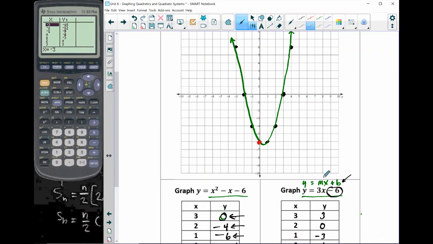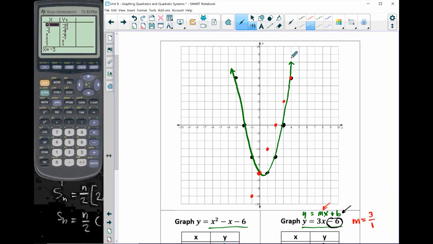And then my slope is right here. And I know my slope is 3 over 1. So I'm going to go up 3 and over 1. I'm going to go up 3 and over 1 again, and again, and again. As a matter of fact, I can go over 1 and down 3 to continue the pattern, and I'll go up 3 and over 1 one more time to continue there. Okay, so now all I have to do is draw the straight line through the dots.